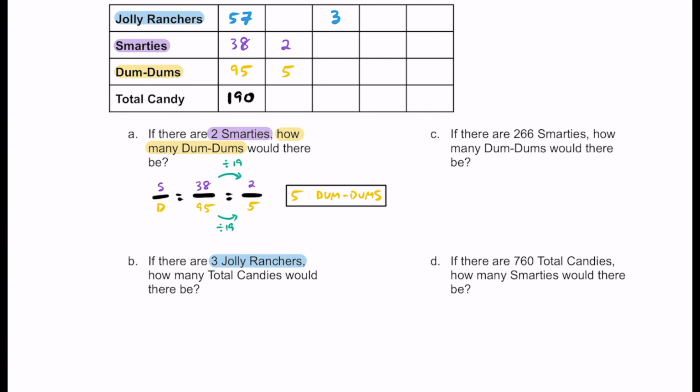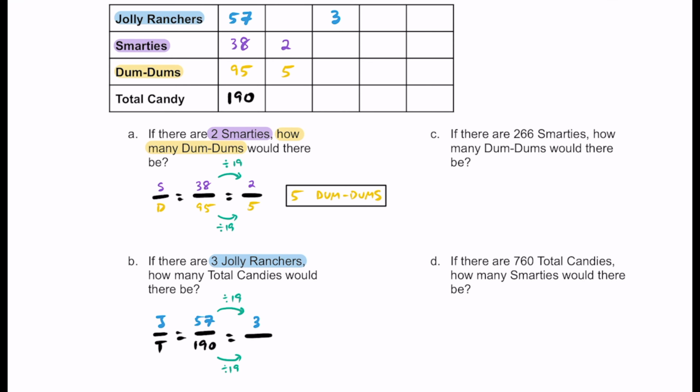So let's set up a ratio. I'll do Jolly Ranchers to total here. And then let's go ahead and fill in some pieces. So Jolly Ranchers to total, so it's 57 to 190. So that's the original ratio, 57 and then 190. We're told that there are 3 Jolly Ranchers now, so we're getting smaller. So how much smaller are we getting? Do the long division if you need to. I'll tell you right now it's divided by 19, and this is divided by 19 as well.